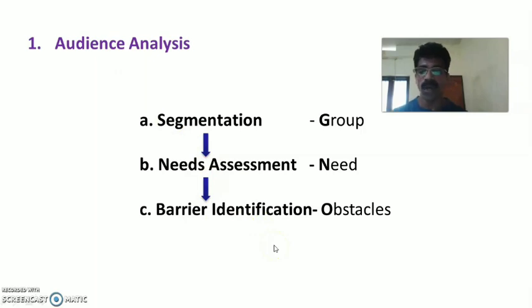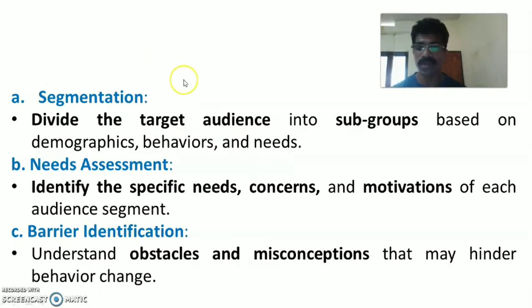Let us discuss what these steps stand for. The 3 important steps or keys under audience analysis are segmentation, need assessment and barrier identification. The first one is segmentation, that is grouping. Divide the target audience, individual, family and community, into small subgroups according to their demography, behavior and needs. Demography means their size, behavior means their positive or negative or basic behavior, and needs and problems of the individual, family and community. So the first one is segmentation, grouping.